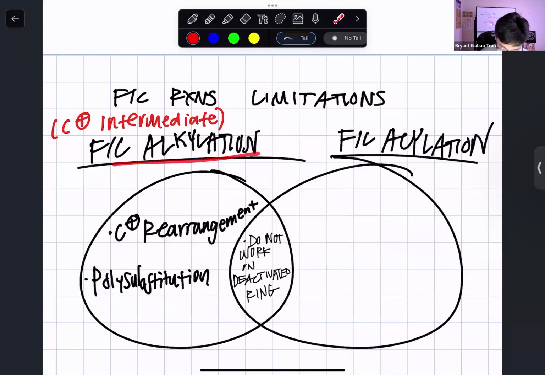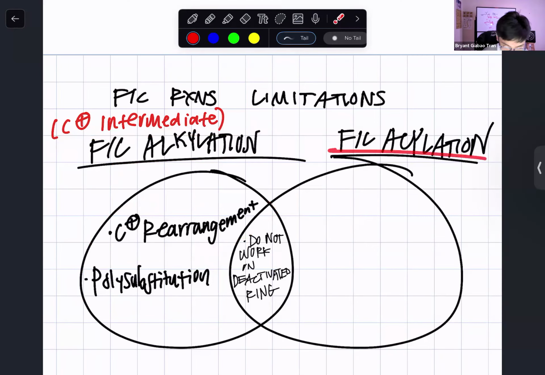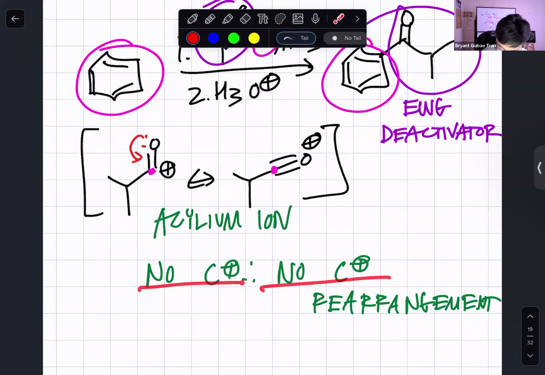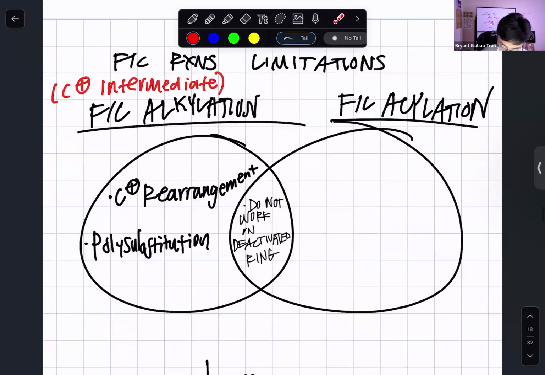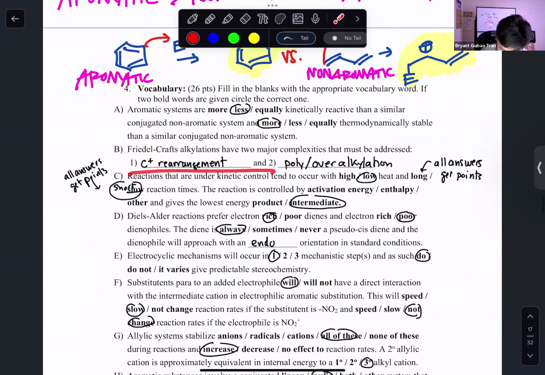Only Friedel-Crafts alkylation has the problem of polysubstitution and carbocation rearrangement because it has the carbocation intermediate, right? Whereas the Friedel-Crafts acylation has no carbocation intermediate, so no carbocation rearrangement limitation, right? But both of these have the limitation of not working on deactivated rings. Okay, so that's why it's these answers right here: carbocation rearrangement or poly or overalkylation. Reactions under kinetic control tend to, yeah, I think you guys get this, right? Like kinetics, low heat.